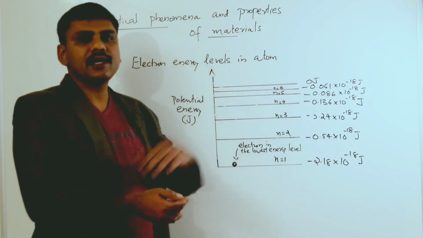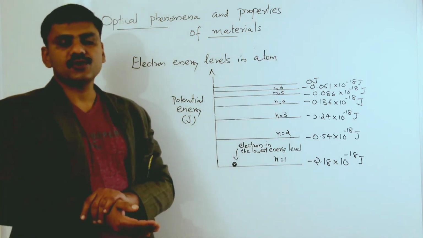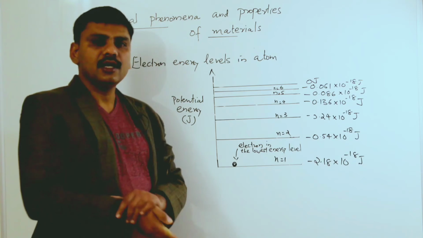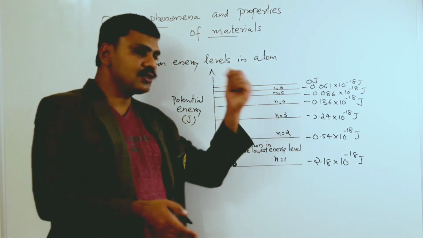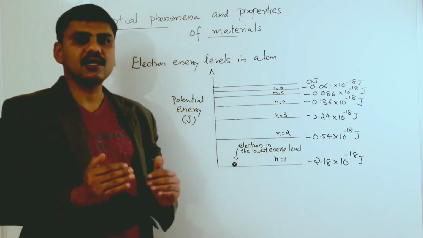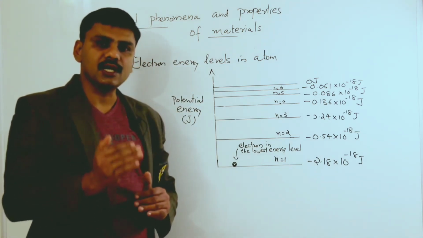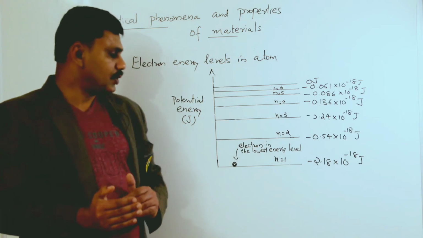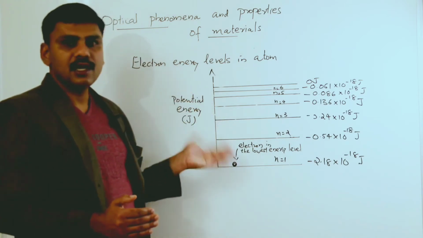So 0 joule indicates what? There is no force of attraction between the electron and the nucleus. Minus sign indicates what? The electrons are bound to the nucleus. That means there will be a force of attraction between the electron and the nucleus. So this is the energy level of hydrogen atom.